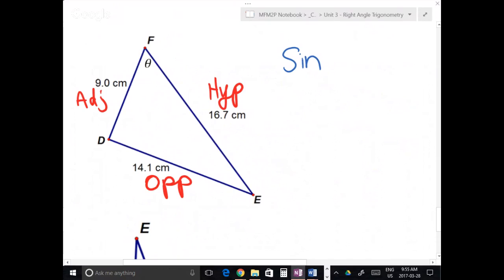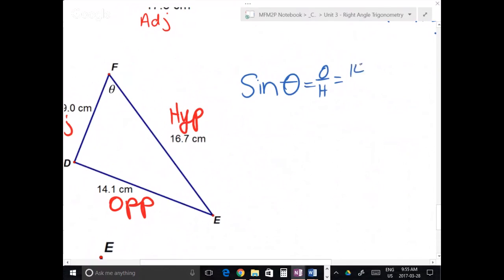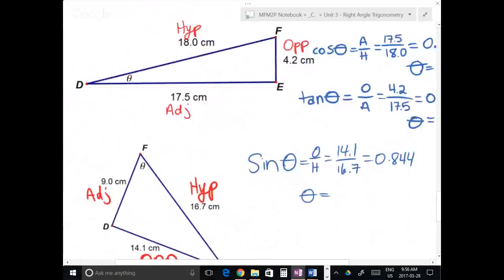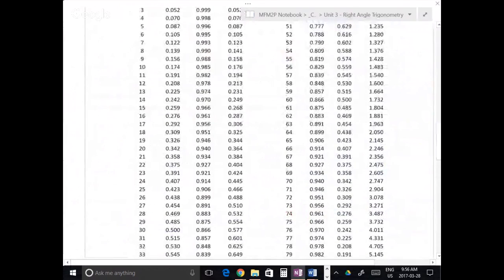Sine. Great. How do you find sine? Opposite over, oh, I missed my theta. Opposite over hypotenuse. Great. What is the opposite in this case? 14.1. And the hypotenuse? 16.7. When we did that on a calculator, what did we get? 0.844. And then if I want to know what theta, the angle, is in degrees, what do I do with that number? You find the number that's closest to it. That's right. In your sine column. So if we know that the sine is 0.844, we can look for that.